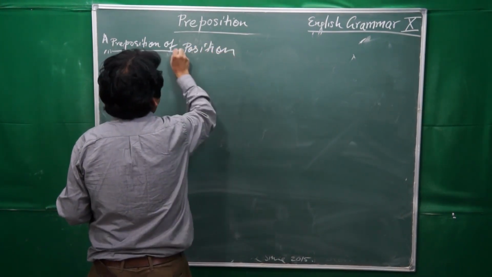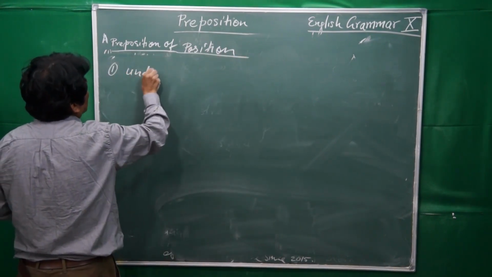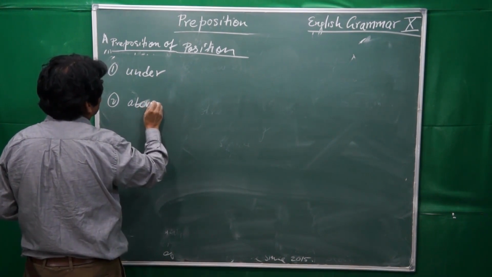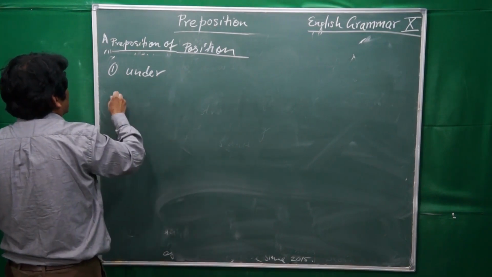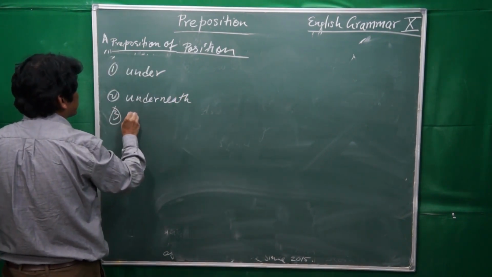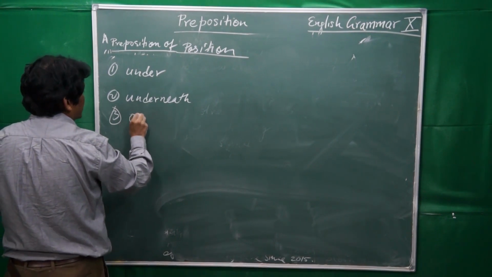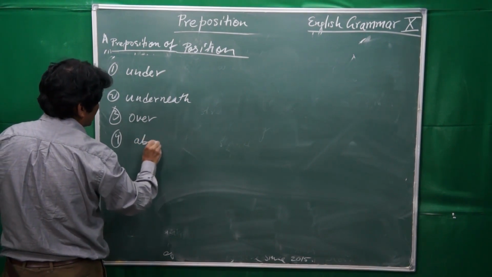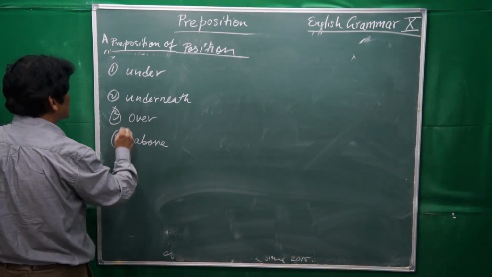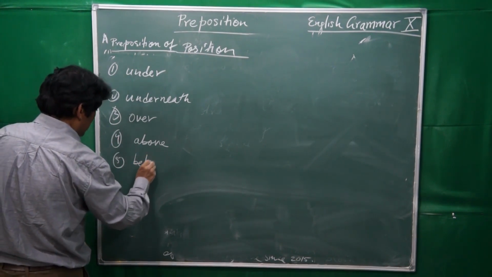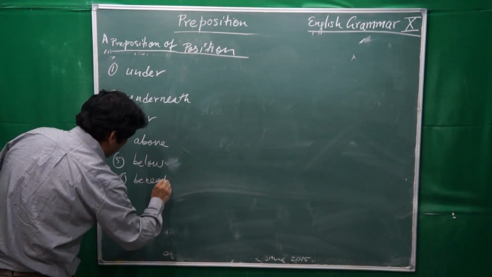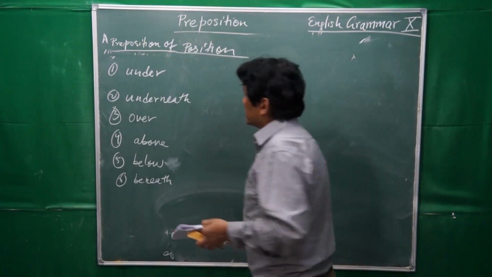Preposition of position. Now over here we're talking about under, above, or you can say over. Sorry, number 2 I can write down underneath. Number 3 you can write down over. Number 4 you can write above. Okay, and you can write down below or beneath. You can say beneath also.